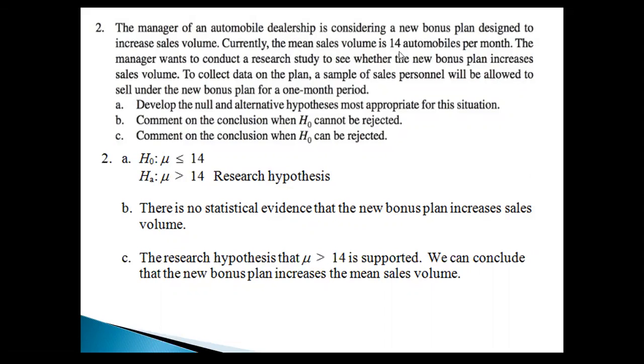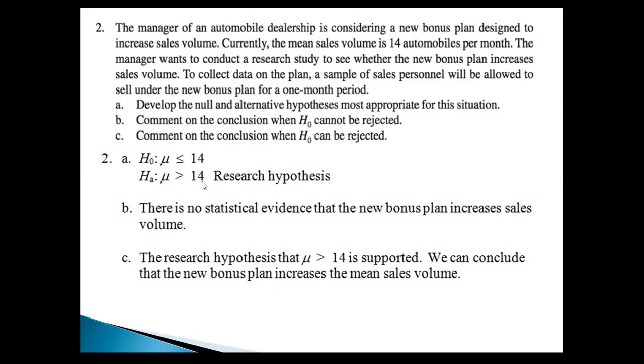So really the key here is the 14 automobiles per month. So that's what the current sales volume is. And what we want to do is find out if the new plan will increase it to greater than 14. So that's going to be our research hypothesis. And that's usually how we set up our alternative hypothesis, HA. So our HA is going to be mu greater than 14.